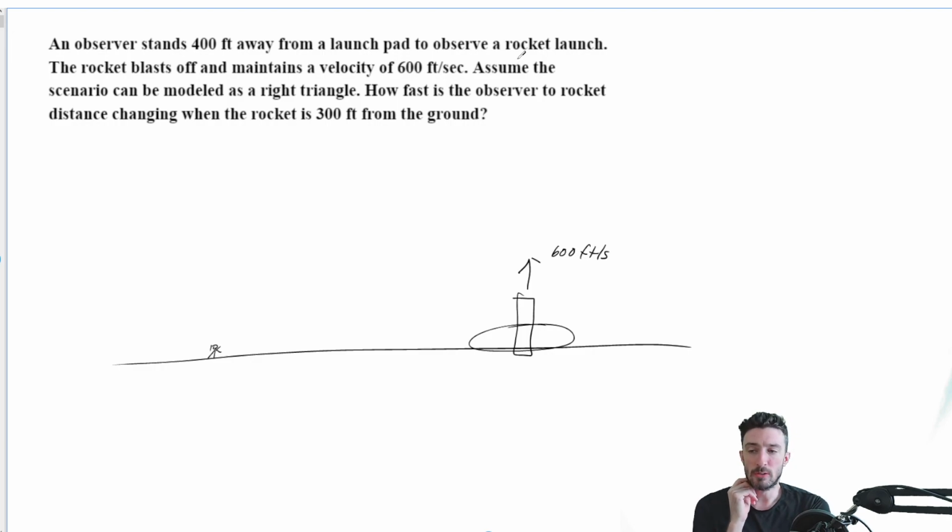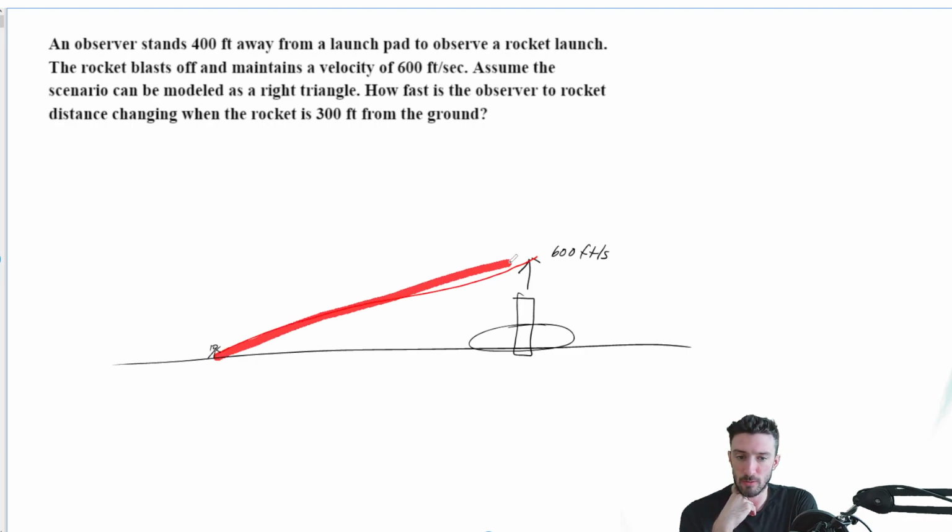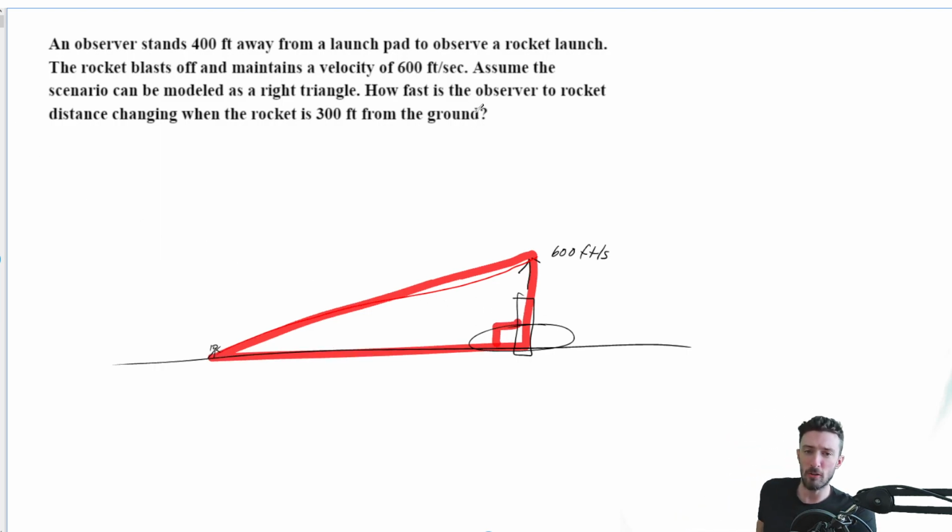Okay. Assume the scenario can be modeled as a right triangle. Okay, well, here we go. It looks like we've got a right triangle situation. That's fine. Now, how fast is the observer to rocket distance changing?